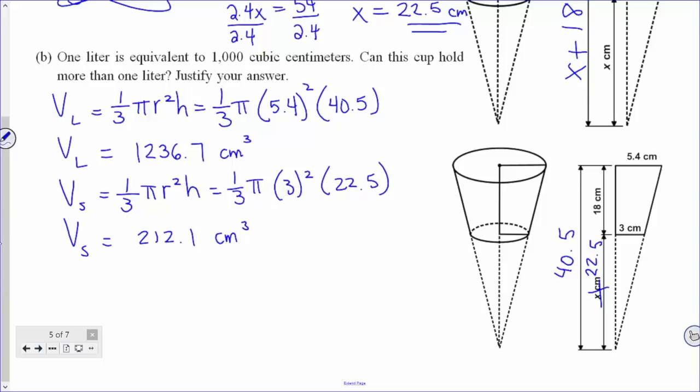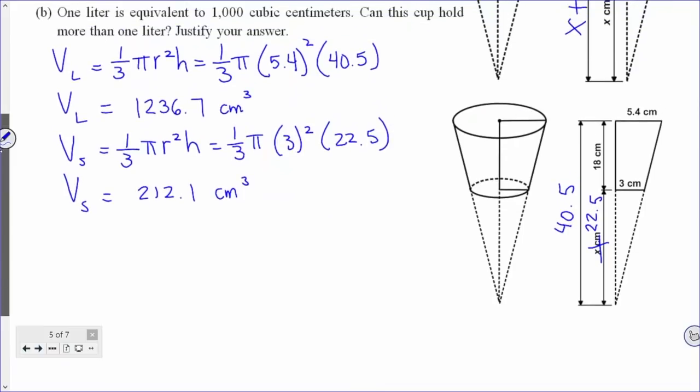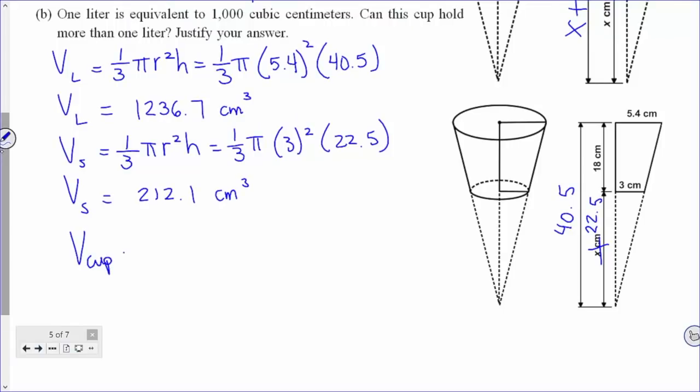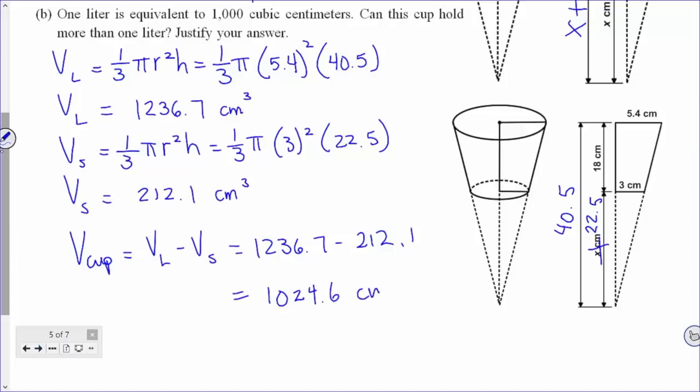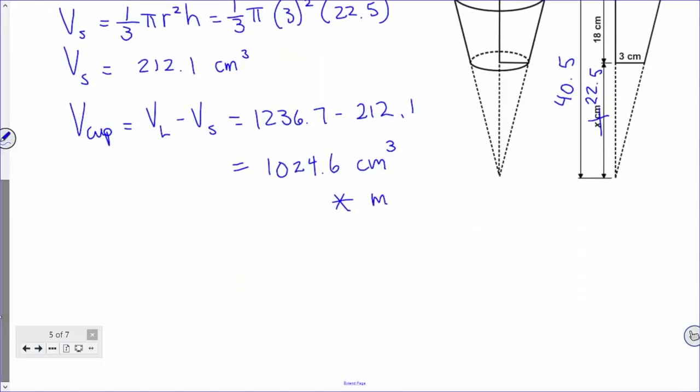The volume of the small cone worked all the way out is 212.1 cubic centimeters. So, finally, the volume of the cup, which is the volume of the large cone minus the volume of the small cone: 1,236.7 minus 212.1 is 1,024.6, or 1,025 cubic centimeters. So, more than 1 liter.